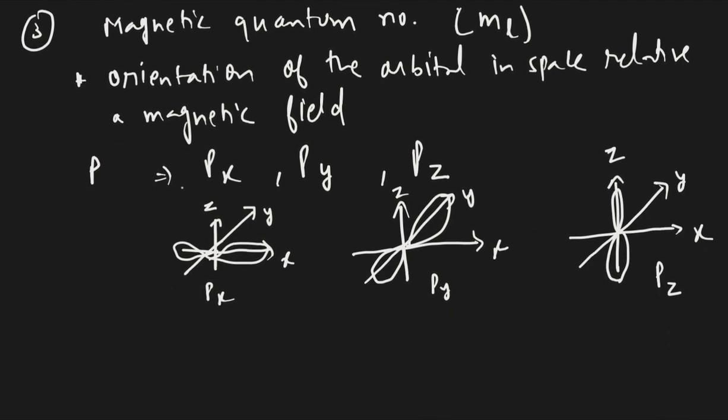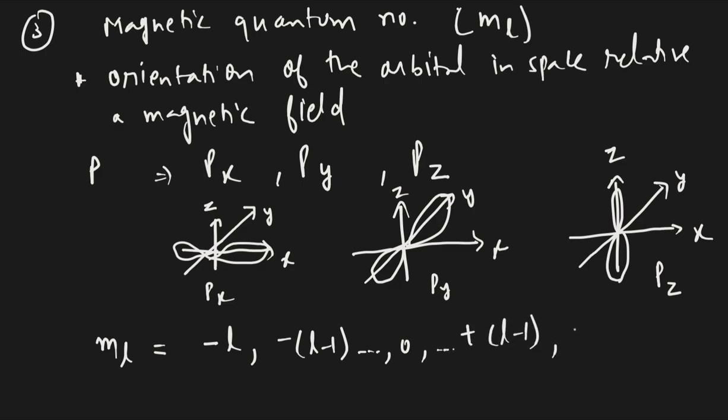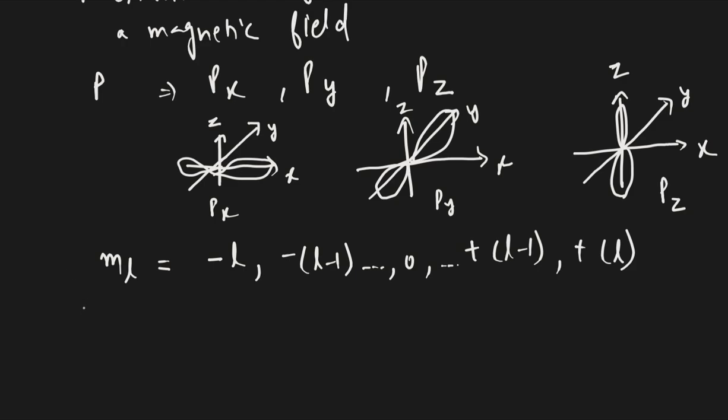Now, how do we know that it has three different orbital orientations here? There is a formula for this, given by minus l, minus 1, 0, plus l minus 1, plus l. This is the formula for calculation of the magnetic quantum number. For example, when we have l as 0, then ml would be just 0 if you put it in this formula.